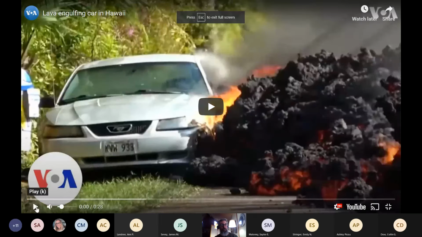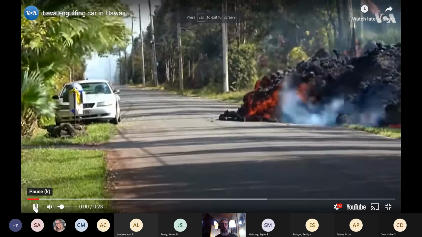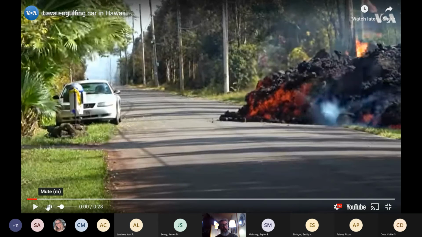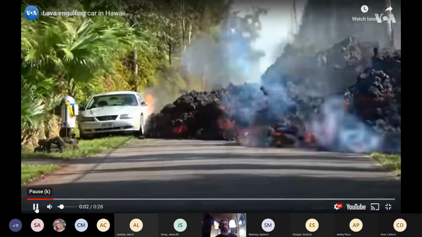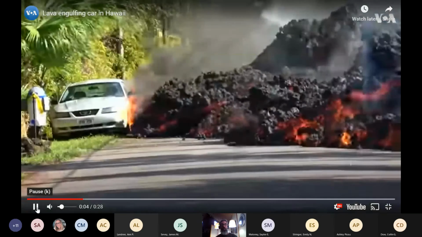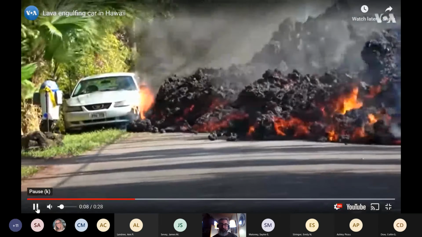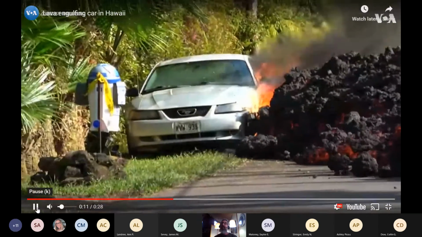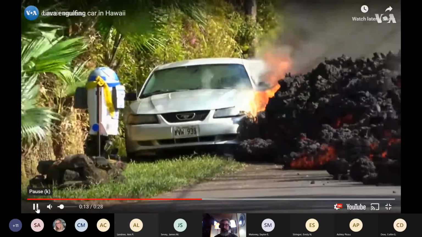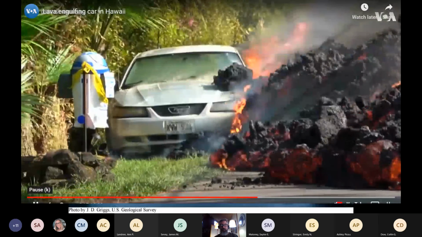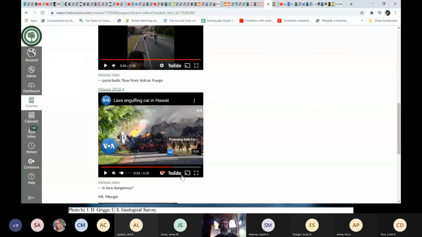Just about 3 years ago in Hawaii, someone left their car in a bad place. And so we see this lava is encroaching it. No one was in the car, but they left their car in a bad place. And of course, the car's on fire now. Lava destroys everything in its path. The question is, can you get out of its way? And the answer is almost always yes.